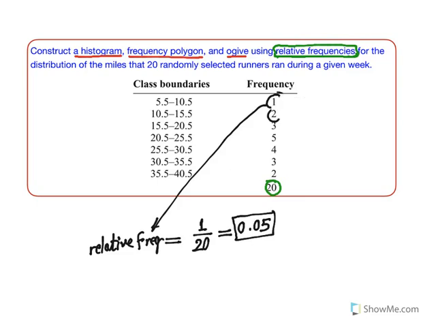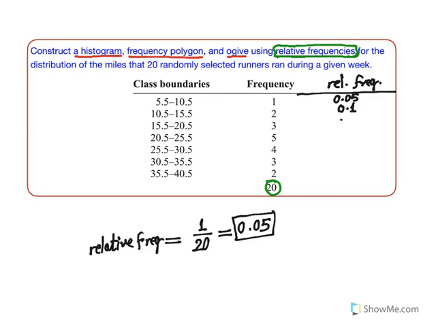Let me erase this part here, and extend this table and put relative frequency. So for the 1, we saw it's 0.05. For the 2, if you do 2 over 20, you'll get 0.1. For 3, you'll get 0.15. For 5, you'll get 0.25. And for 4, 0.2. For 3, 3 over 20, it will be 0.15. For 2, it will be 0.1.